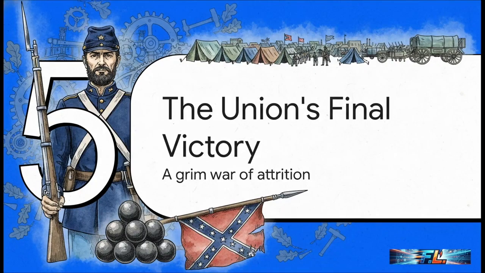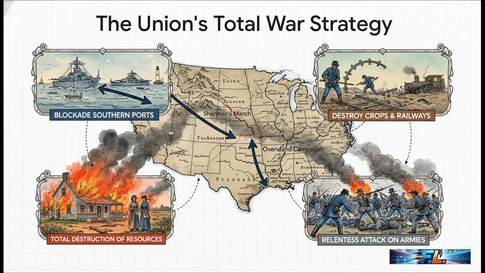Okay, so after Gettysburg and Vicksburg, the whole game changes. The North finally has a realization: wait a minute, we don't need to be brilliant. We don't have to out-general Robert E. Lee. We just have to outlast him. They decided to turn the war into a grim, simple math problem. And that's when they unleashed a strategy of total war. It was brutal, but it was incredibly effective.